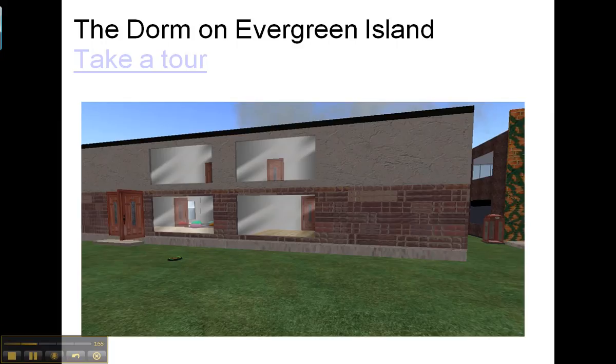I bought this dorm for 3,000 lindens, and it was a pretty good deal. I've rezzed it and de-rezzed it a few times, and it's worked really well for me.